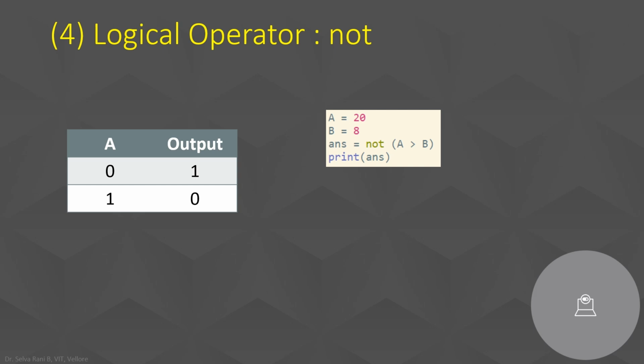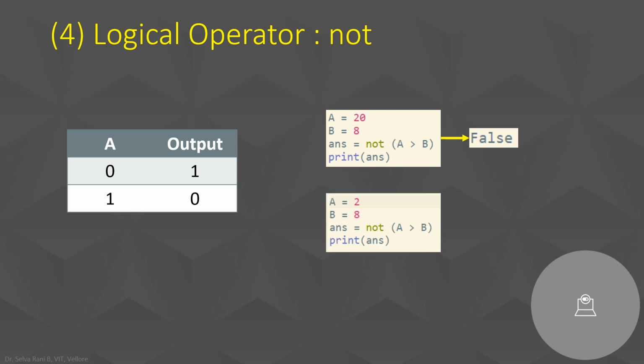So here we are checking A is equal to 20, B is equal to 8. Answer is equal to not A greater than B. So first the expression A greater than B will be evaluated. 20 greater than 8, it's true. Not of true is now going to be the value false. And not of A greater than B, where A is 2 and B is 8: 2 greater than 8, it's false. Not of false, the value would be returned as true.